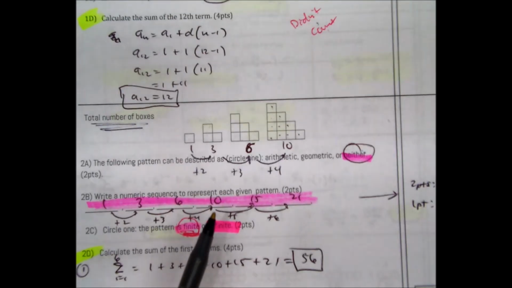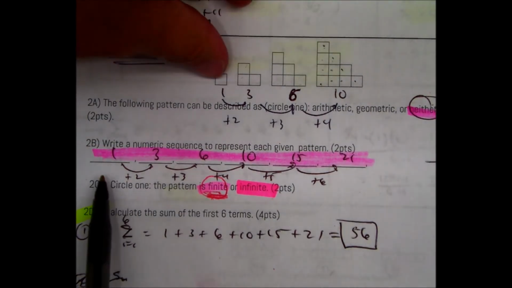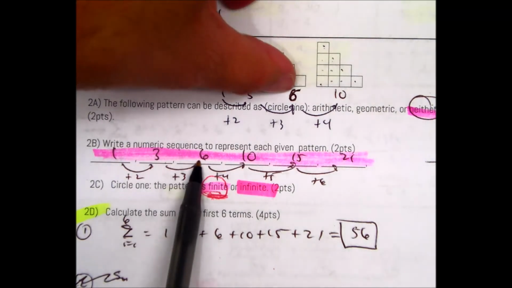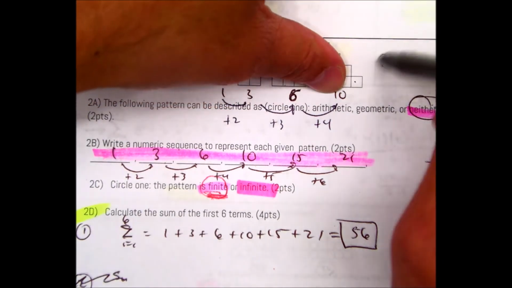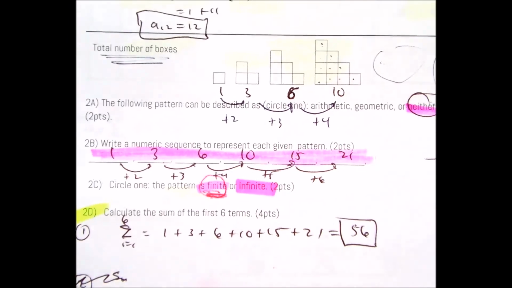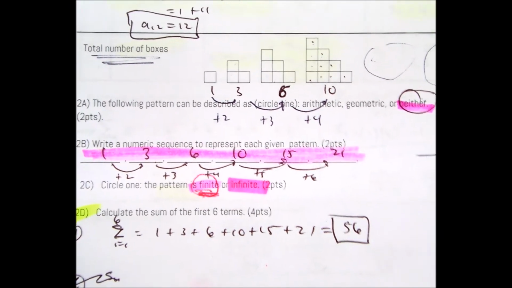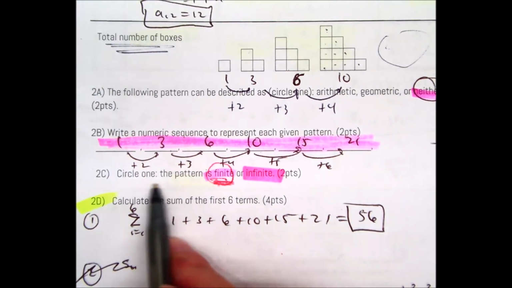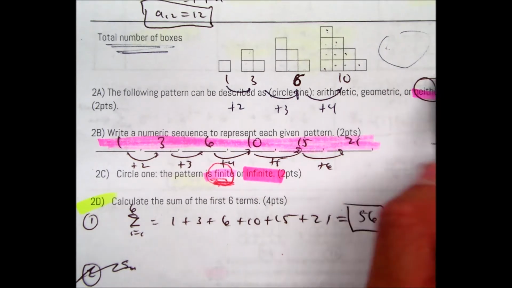For both questions 1B and 2B, so both of these, I wrote, if you got 2 of those spaces correct, then I gave 1 point, and if you got all of them correct, you got 2 points. So if we continue this pattern, you got 1, 3, 6, 10, and then 15, and then 21. That is infinite because it keeps going on forever.